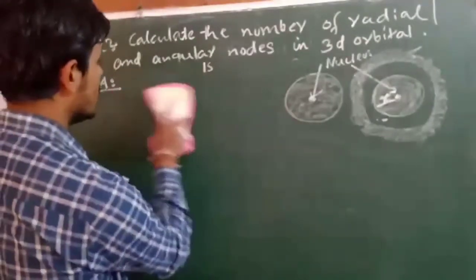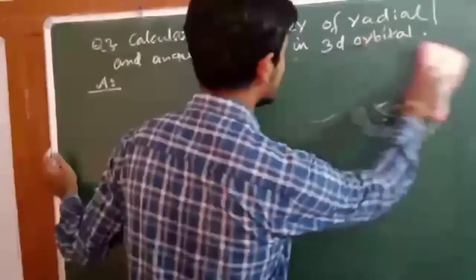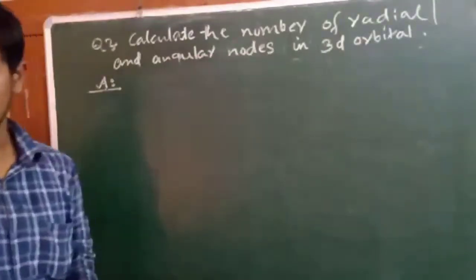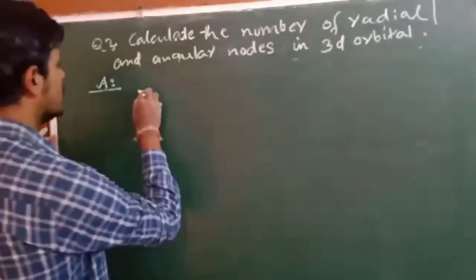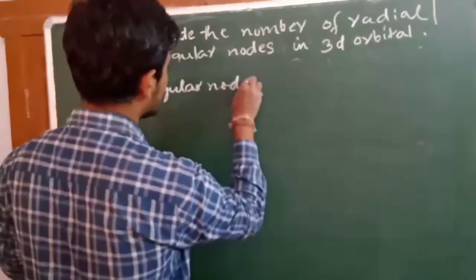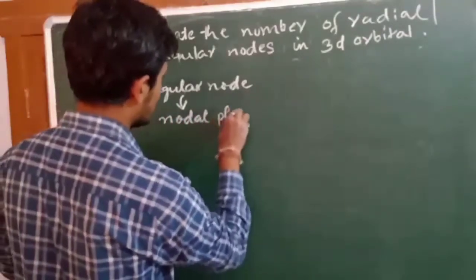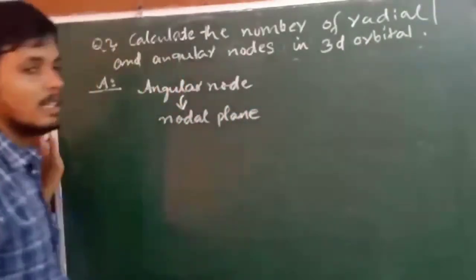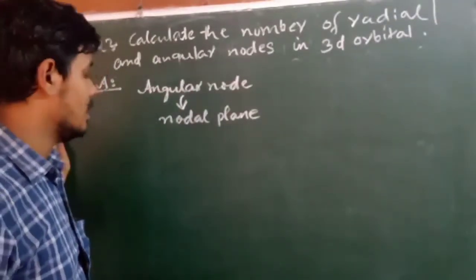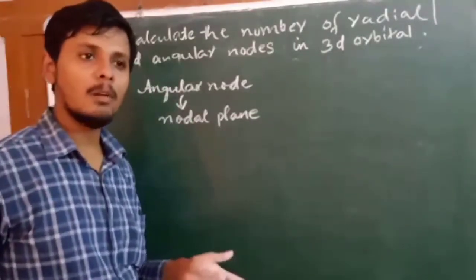So this is about radial nodes. The number of radial nodes is given by n minus l minus 1. Now, if I consider angular nodes, it is also called a nodal plane. So it is nothing but a plane passing through the orbital, and on that plane the probability of finding an electron will be 0.